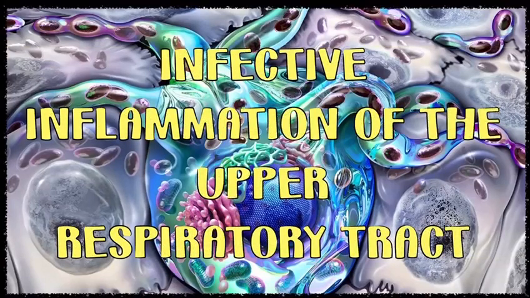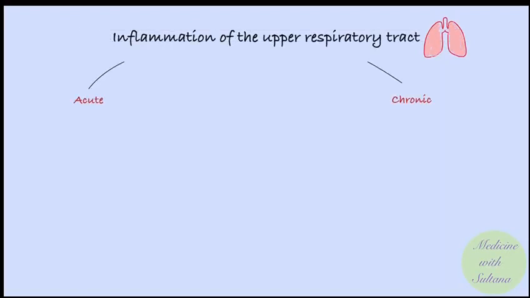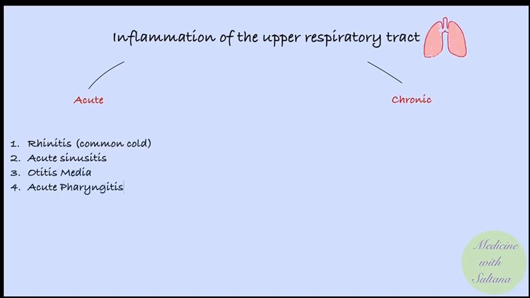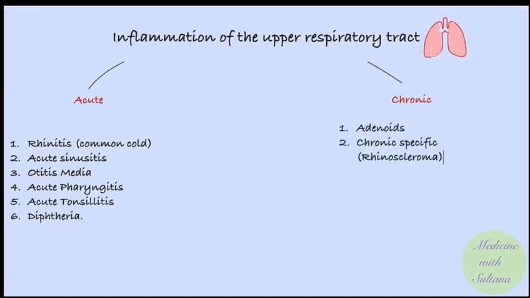Today we will learn the infective inflammation of the upper respiratory tract in pathology. The inflammation of the upper respiratory tract can be divided into two types, acute and chronic, in which the acute is subdivided into 6 types: rhinitis, which we commonly know as common cold, acute sinusitis, otitis media, acute pharyngitis, acute tonsillitis, and diphtheria. And the chronic has two subdivisions of adenoids and chronic specific infections of rhinoscleroma.